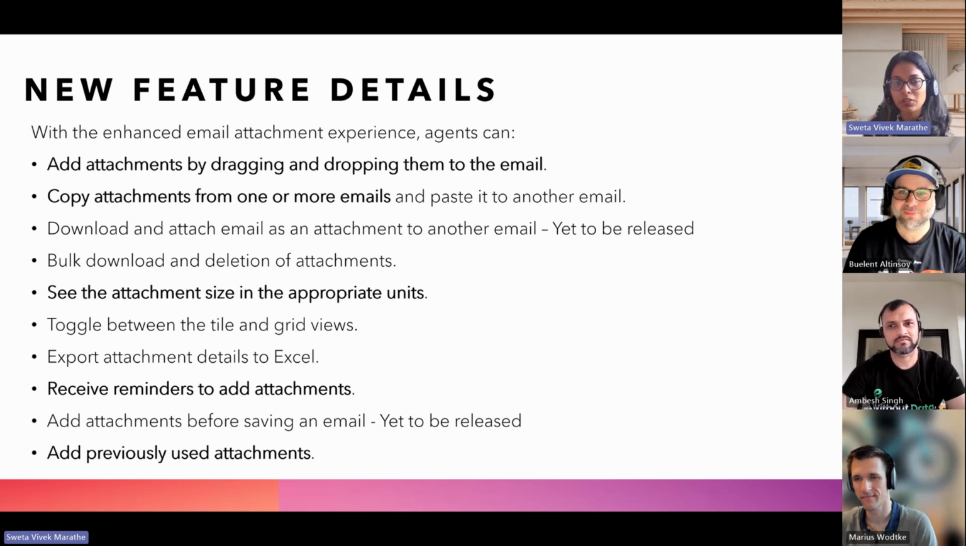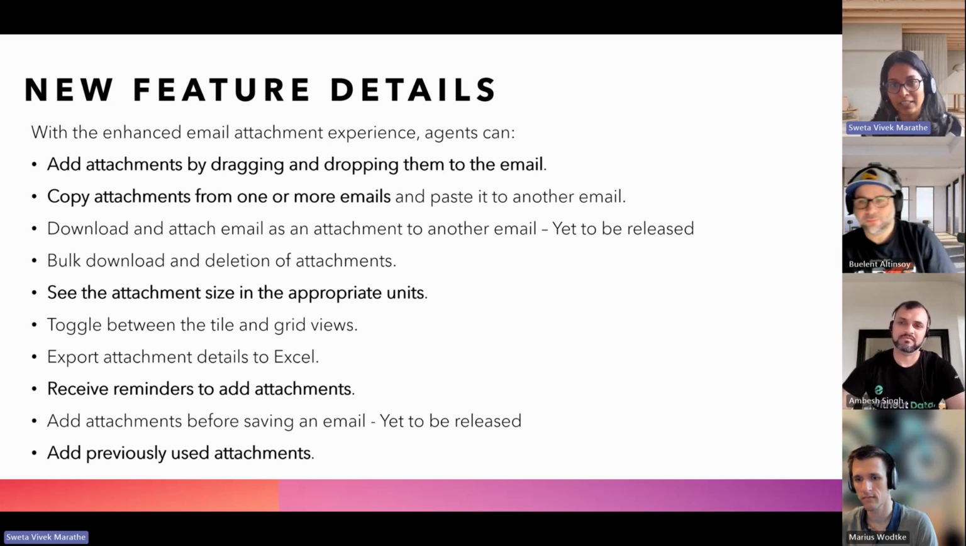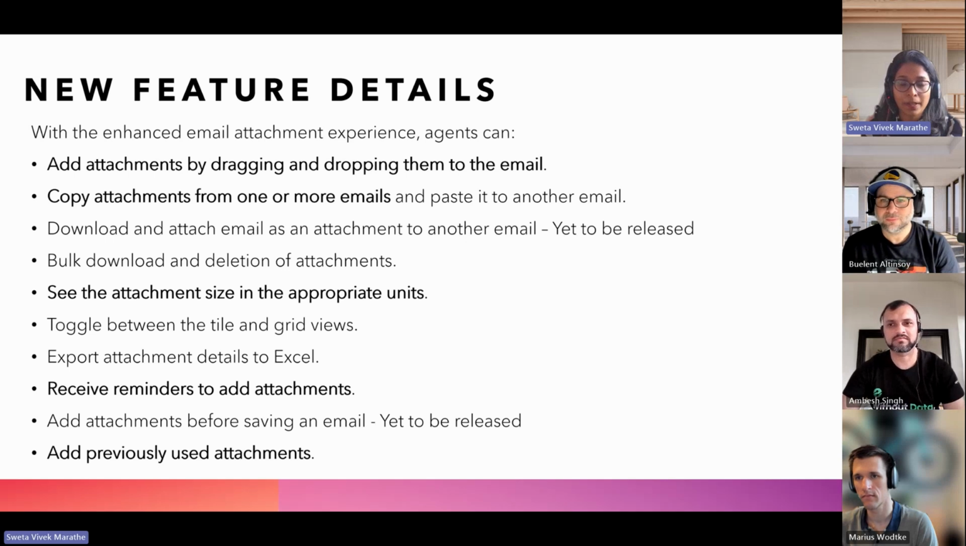So if you're using words in your email like "please find attached" or something like that, and just send an email without adding any attachment, you get a reminder pop up: please add an attachment. Then you can add an attachment if you missed it. If not, you can just go ahead and trigger your email. And you can also add previously used attachments, so that's also really cool.